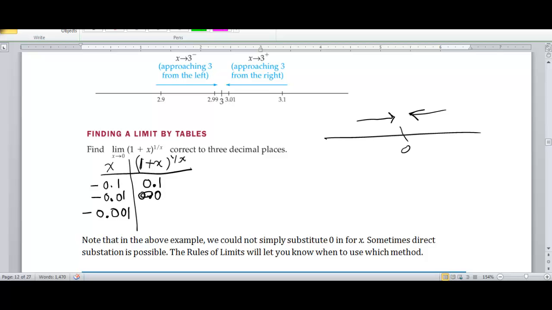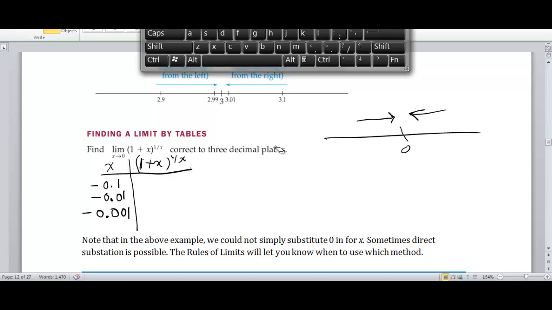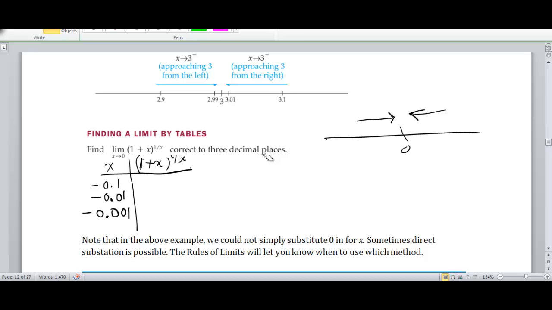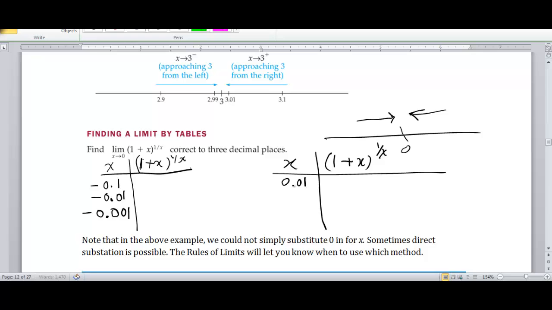Whoops, this should not be here. I need to make another table. Again, 1 plus x to the 1 over x. You can continue this table and make it a long table: 0.01, positive 0.001, and then, oops, I should have started with 0.1. That's okay, it doesn't make a difference what values you choose, as long as you try to get close to it, okay?